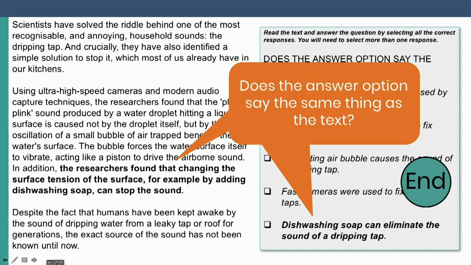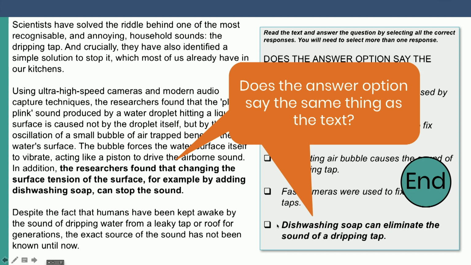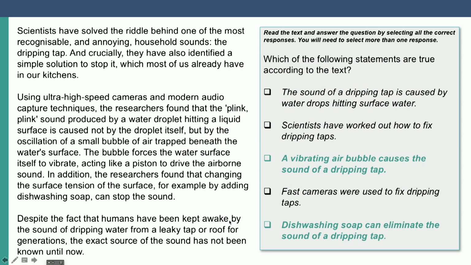Okay, great. And there's a beautiful synonym here. Here we have can stop the sound, and here we have can eliminate the sound. You can see this word here, a direct synonym, stop and eliminate. So let's read this. Dishwashing soap can eliminate the sound of a dripping tap. Researchers found that changing the surface tension of the surface, funny sentence, for example, by adding dishwashing soap can stop the sound. The answer is yes. So we found our two correct answers by a process of elimination and by a process of confirming specific parts of a text to the answer option.